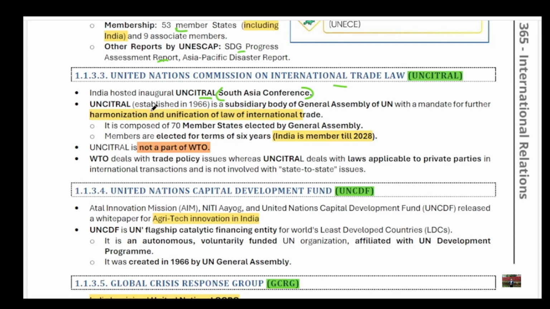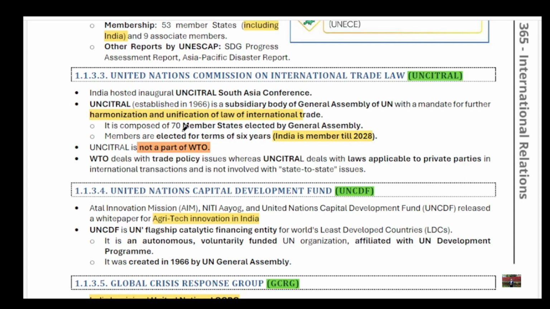So, what is the genesis? United Nations Commission on International Trade Law was established in the year 1966. It is a subsidiary body of the General Assembly of the UN with a mandate for further harmonization and unification of the law of international trade. The main agenda of UNCITRAL is to harmonize and unify the law on international trade so that there is harmony in international trade and smooth functioning of international vessels, right?